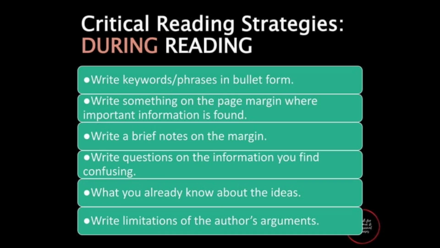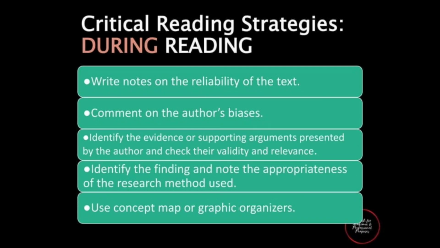And then, what you already know about the ideas. Sometimes we write limitations of the author's arguments. Okay? And then, the reliability of the text. It is logical ba, concise ba, or reliable? It's based on facts ba? Or and then we comment sometimes the author's biases. Okay? Identify the evidence or supporting arguments presented by the author and check their validity and relevance. How do you check the validity and relevance of the text? Okay, if it is concise, okay, and precise, okay, or verifiable.